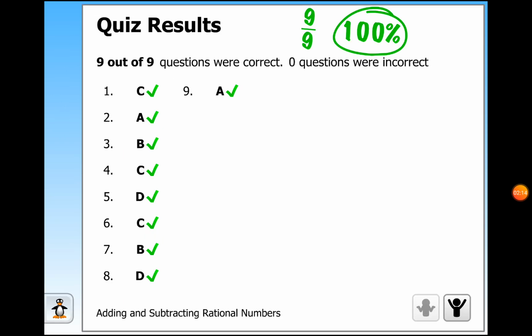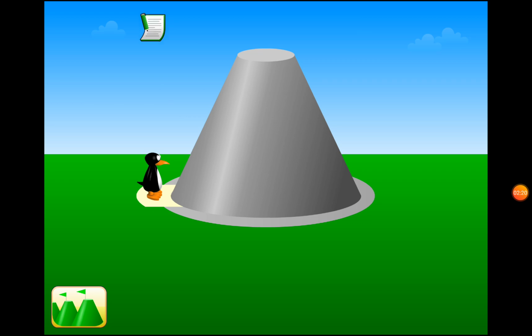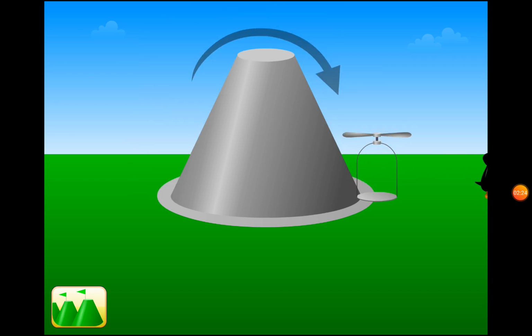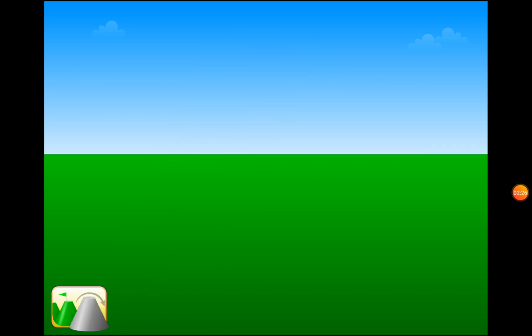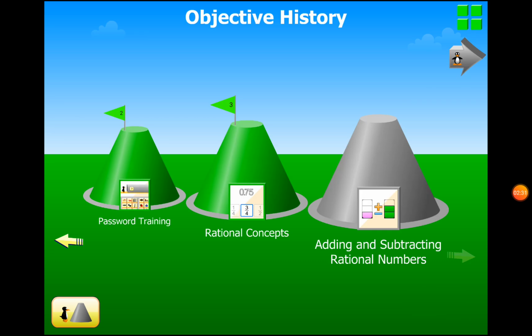And I got 100%. Let's go. High confidence score is 100%. Oh no, not this again. The helicopter again. No, I want to go back and do this.